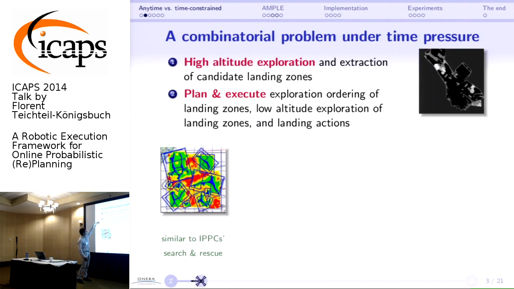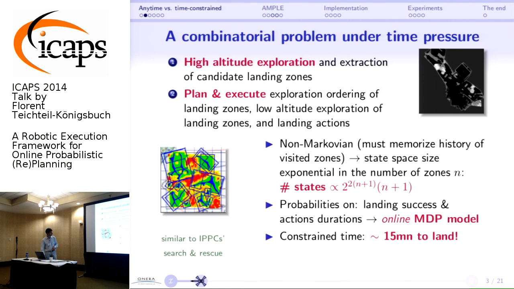First, at a high altitude, we explore and extract the zones. Then from here, we plan and execute in parallel the policy that dictates which zones to visit. In fact, this benchmark is similar to the search and rescue benchmark in IPPC that we proposed some years ago, and I saw at the conference people still interested in solving it, so it's quite combinatorial.